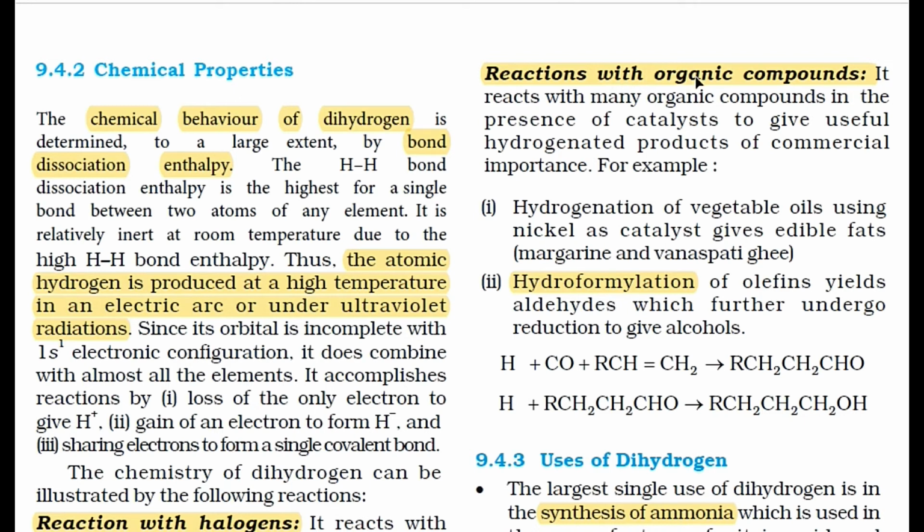Reaction with organic compounds, a very important reaction. It reacts with many organic compounds in the presence of catalysts to give useful hydrogenated products of commercial importance. For example, hydrogenation of vegetable oils, which are unsaturated hydrocarbons, using nickel as catalyst gives edible fats, which are saturated hydrocarbons. Margarine and vanaspati ghee belong to the family of edible fats. So vegetable oils, unsaturated hydrocarbons, can be hydrogenated with nickel as catalyst to give saturated hydrocarbons, that is fats.